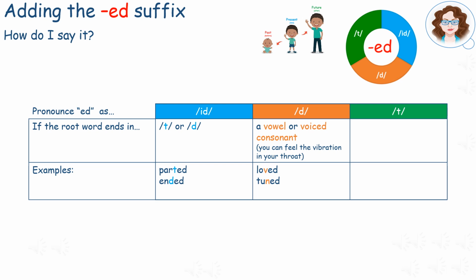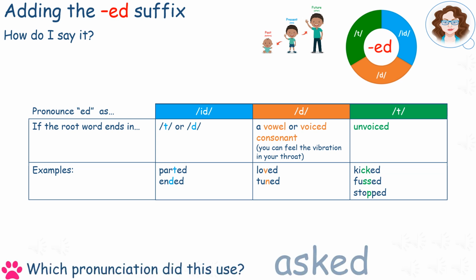And finally, when a root word ends in an unvoiced sound, the ed is pronounced as a t. For example, kicked, fussed, stopped. Have a go saying those words and see if you can hear the t at the end.